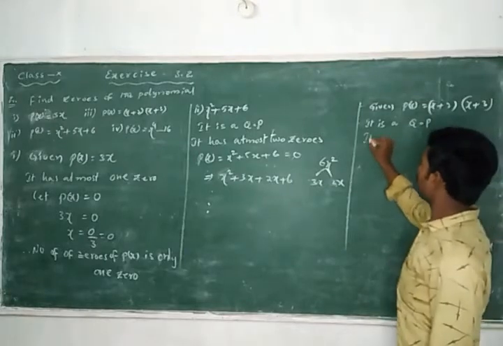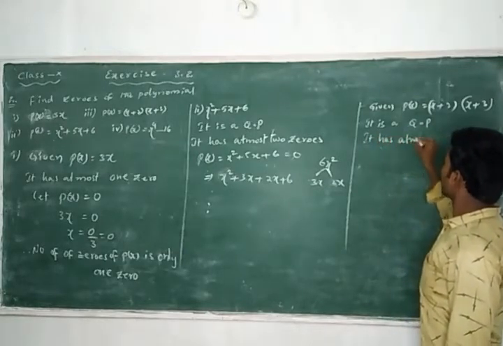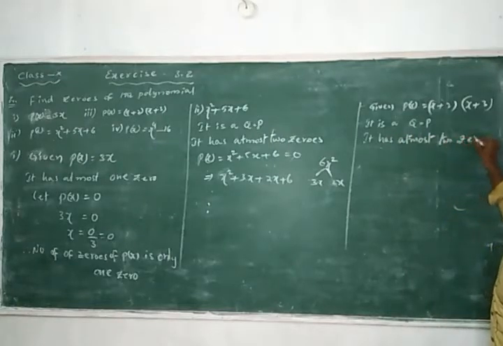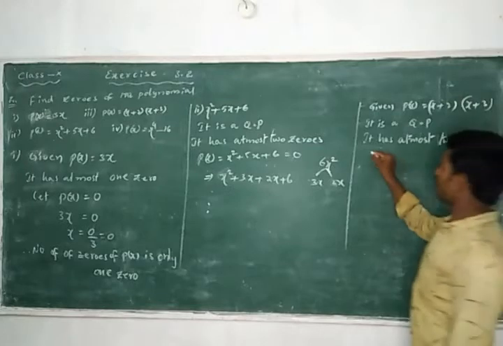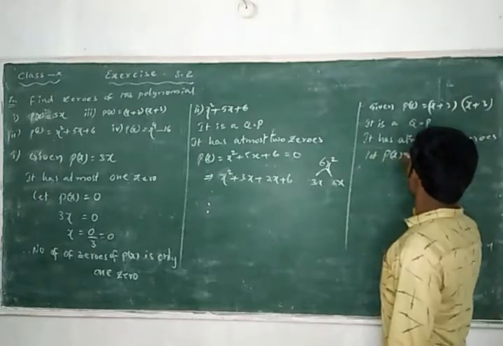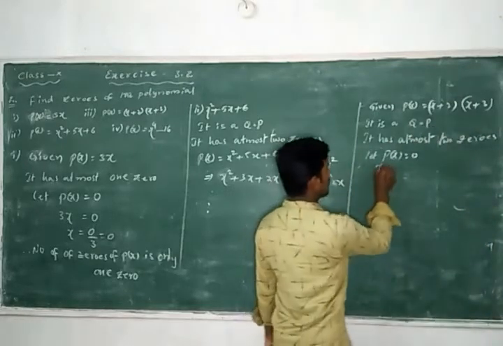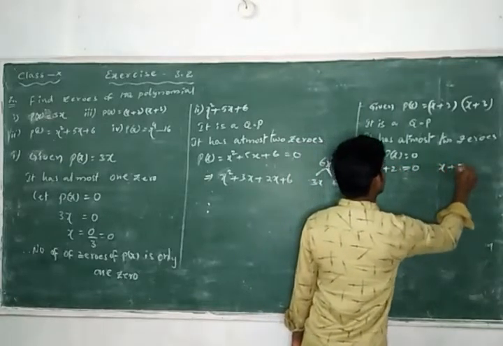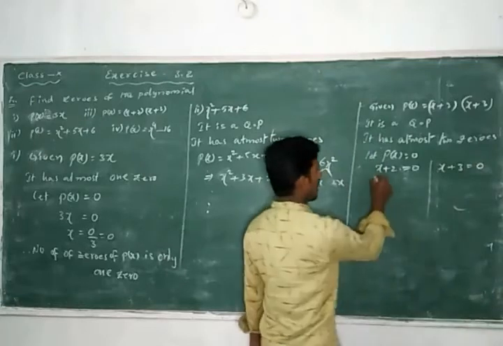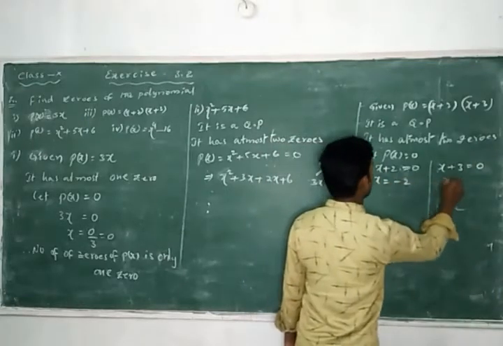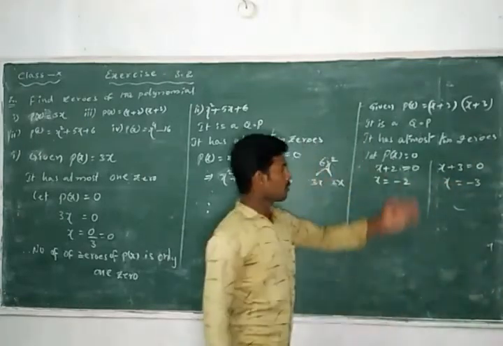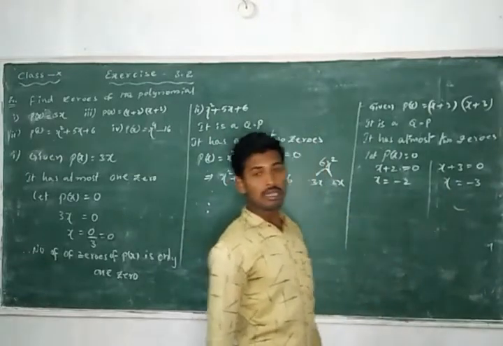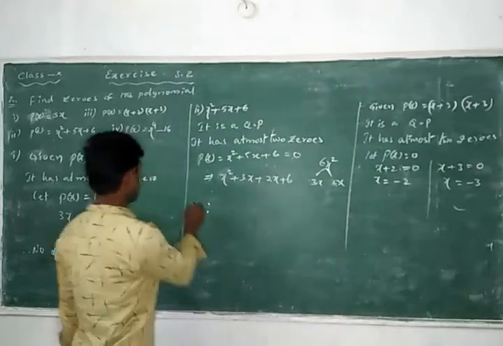It has at most how many zeros? 2 zeros. So let p of x is equal to 0. Now x plus 2 is equal to 0 and x plus 3 is equal to 0. So x is equal to minus 2 and x is equal to minus 3. So the 2 zeros of p of x are minus 2 and minus 3. That's it.